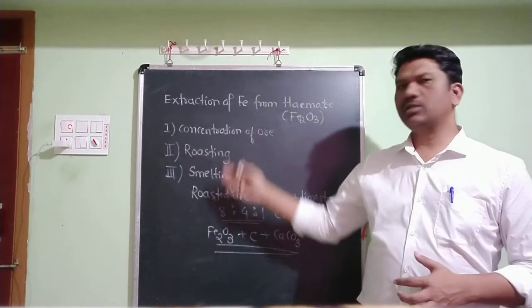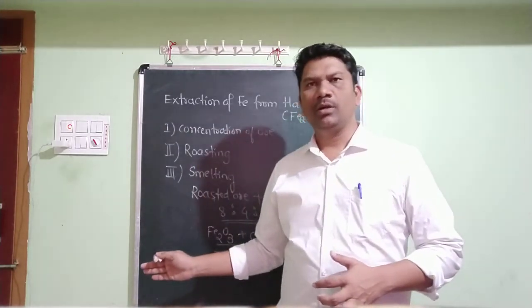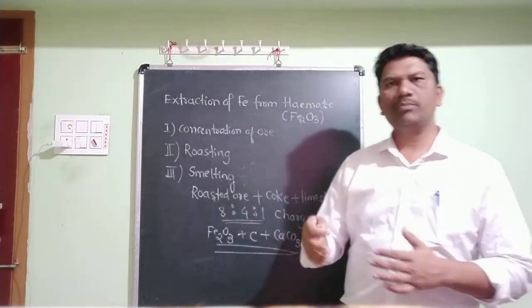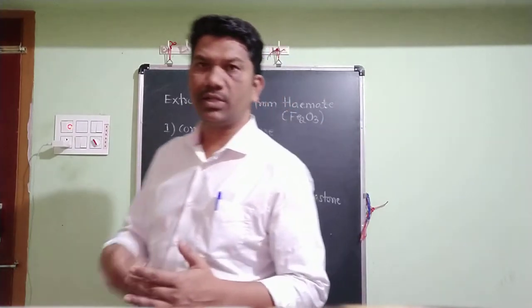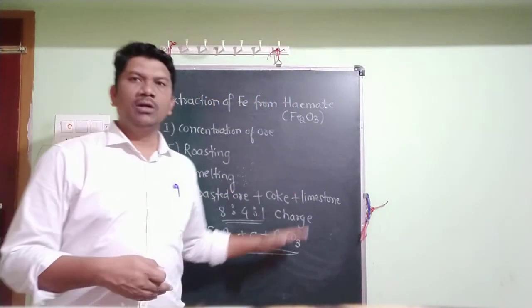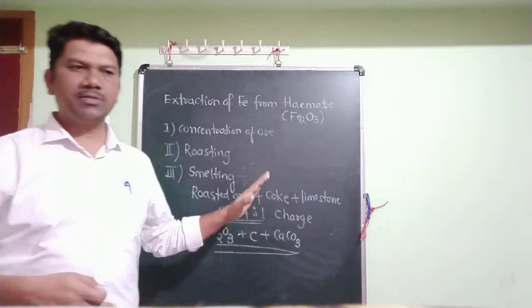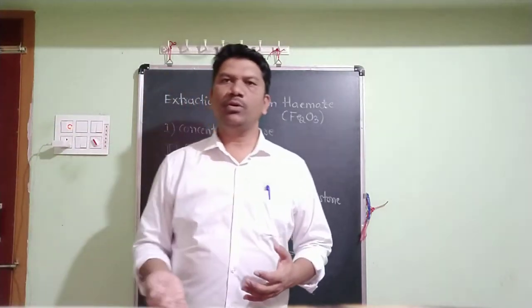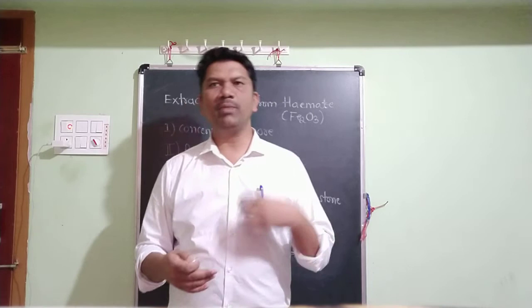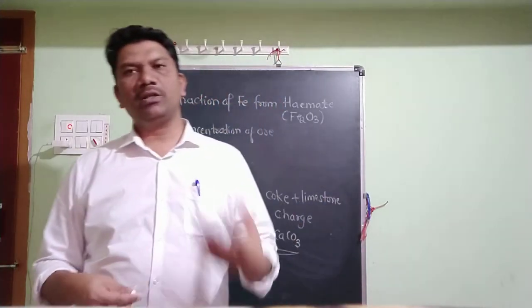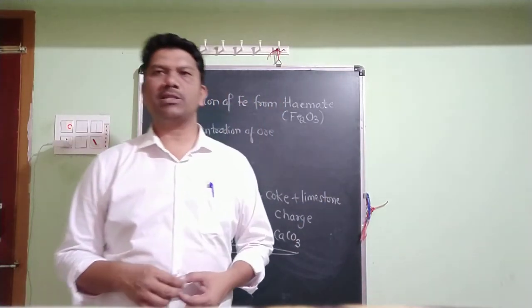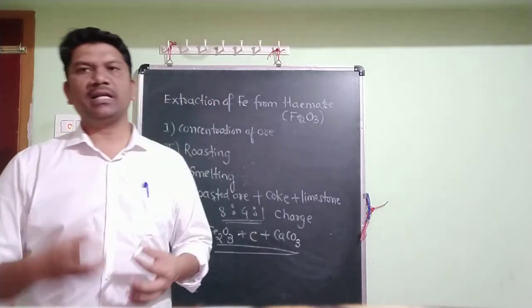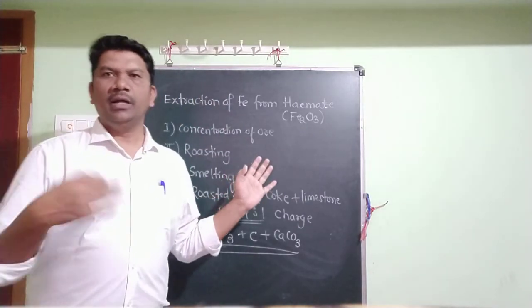This is the first introduction part. So what is the first step in the extraction of iron from hematite, what is the second step, what is the third step. Now onwards the smelting process will take place in the blast furnace. In the next video we'll take what is a blast furnace and how it is constructed, what chemical reactions take place in the blast furnace, and how iron is extracted from the hematite.